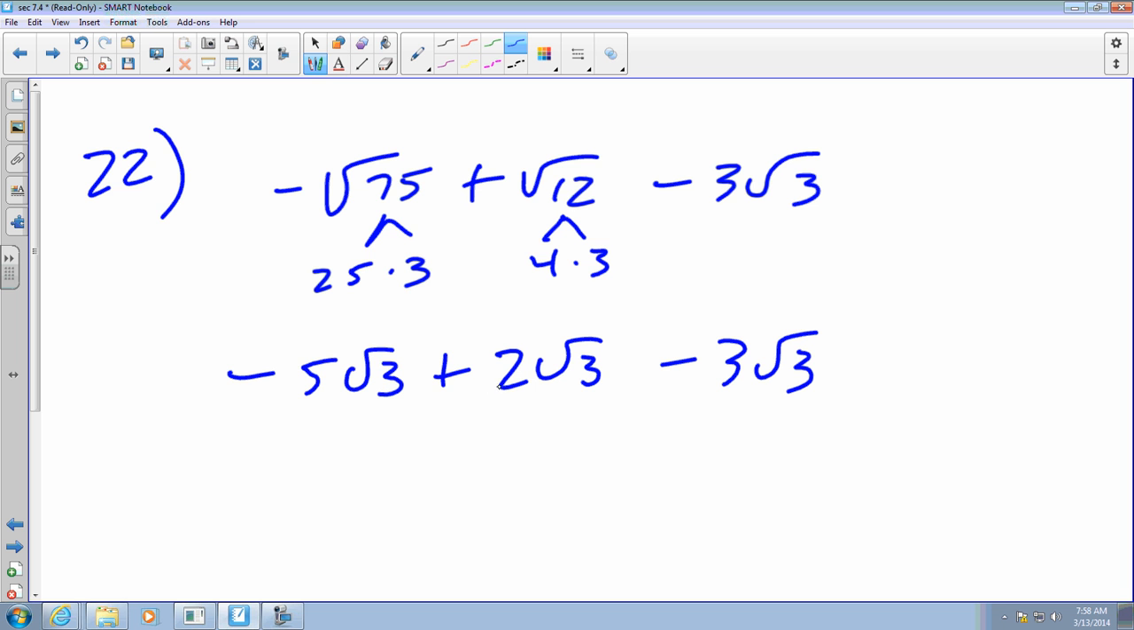Negative 5 plus 2 is negative 3. Negative 3 and negative 3 makes negative 6. Notice that the same radical parts can go together.